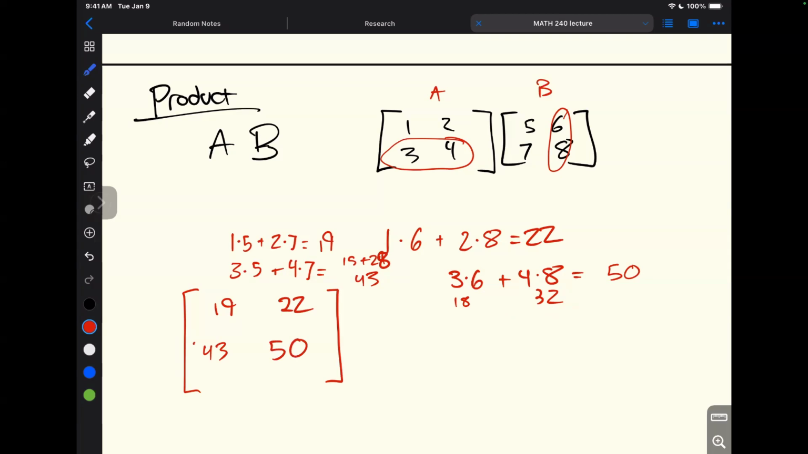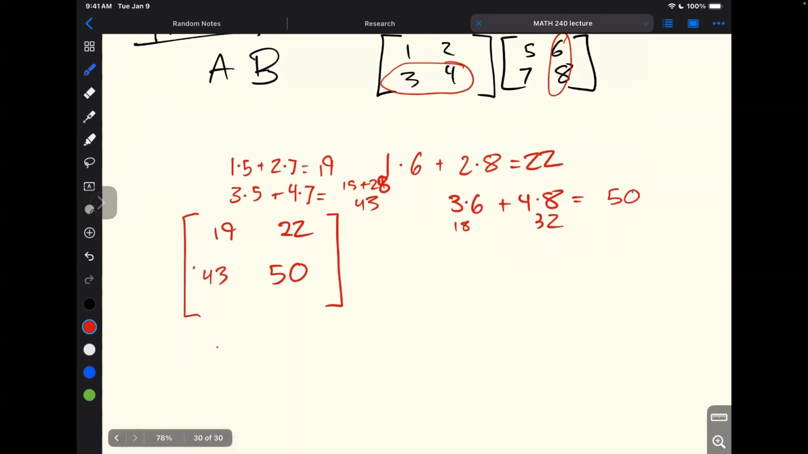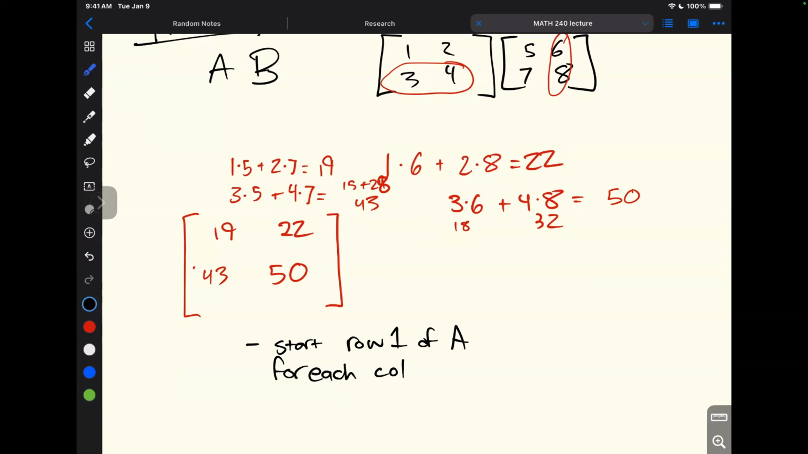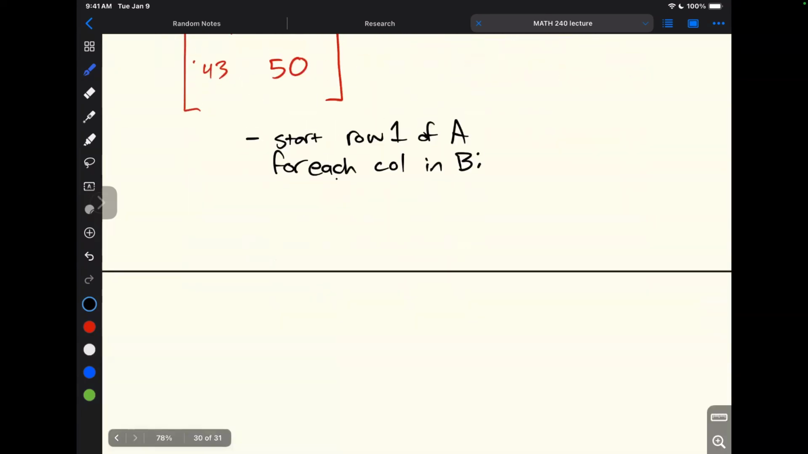Great. So now we have worked through all of our rows and worked through all of our columns. So the idea is, our algorithm is row 1 of A, and then for each column in B, here.